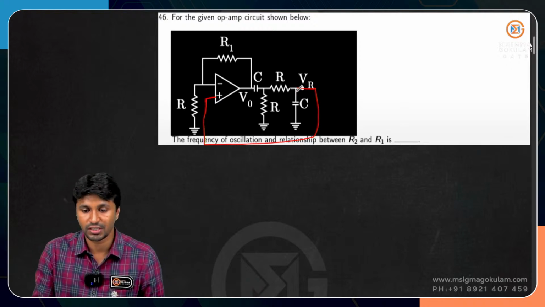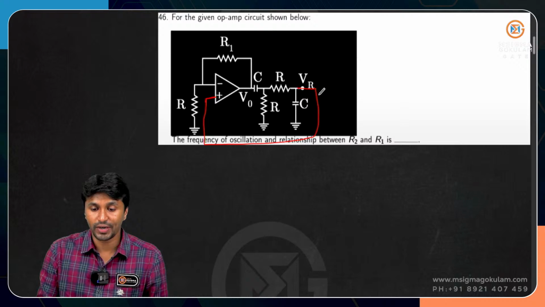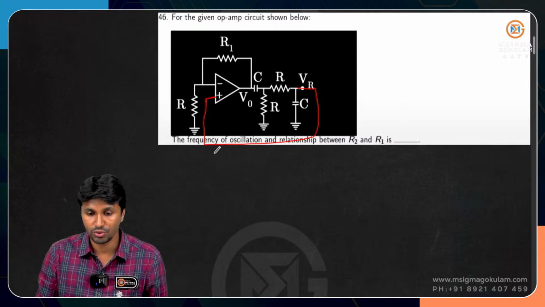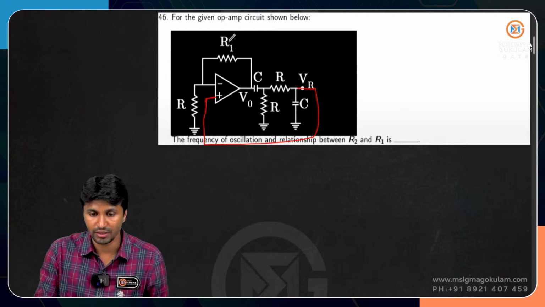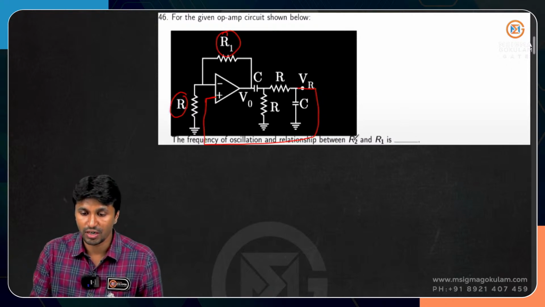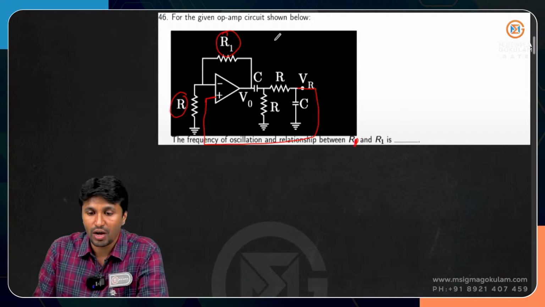Non-inverting terminal. So there is a correction in the circuit diagram. This node, the output of the feedback network, is connected to the non-inverting terminal, right? So what is he asking? He is asking you to calculate the frequency of oscillation and the relationship between R2 and R1. Okay, this is R1, maybe R1 and R. He's asking you to find the relationship between R1 and R, right? So it is not R2 and R1, it is the relationship between R and R1. So how do you calculate this one?